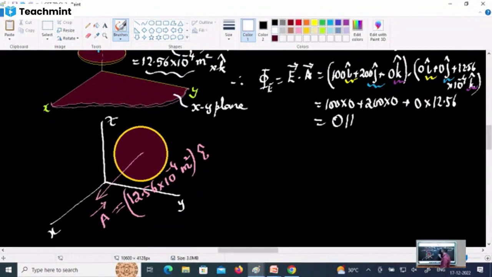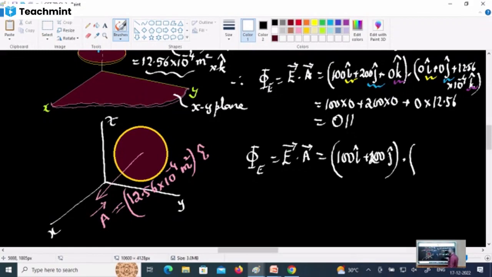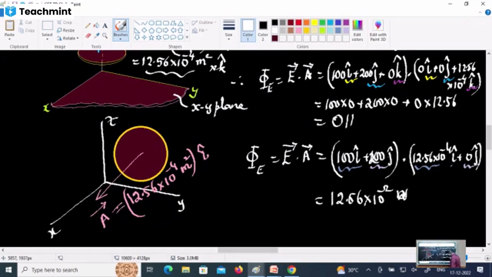So this time, if you work it out, the electric flux is going to be E vector dot A vector. E vector is 100 I cap plus 200 J cap, and further dot A vector is 12.56 into 10 to the power minus 4 I cap plus 0 J cap and further. So you can multiply 100 into this much plus 200 into this much. That will give you 12.56 into 10 to the power minus 2 Newton meter square per coulomb.